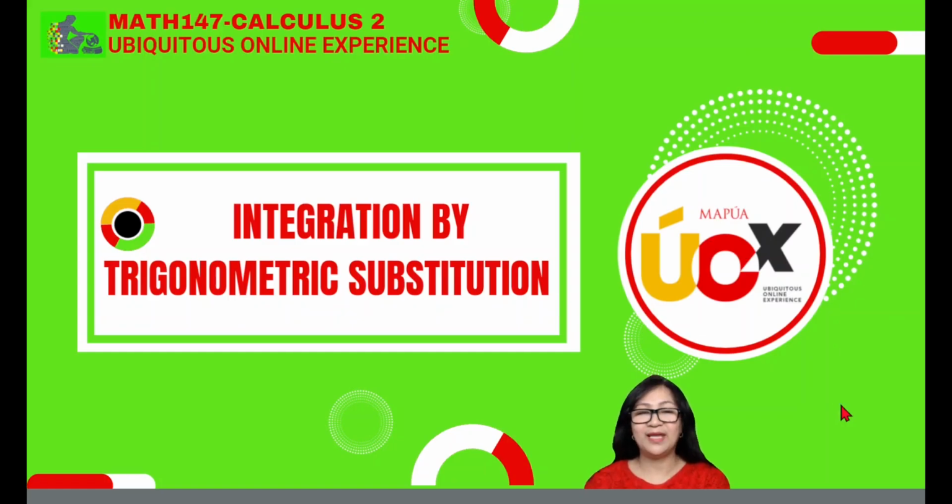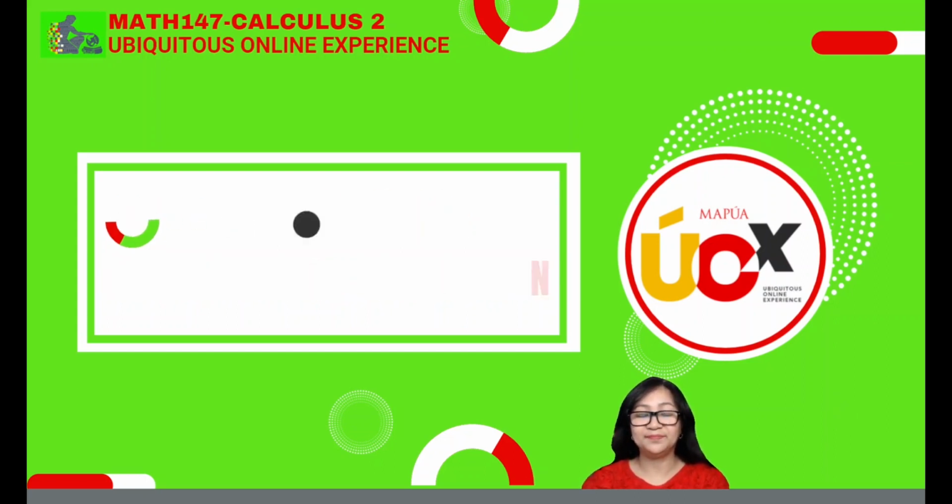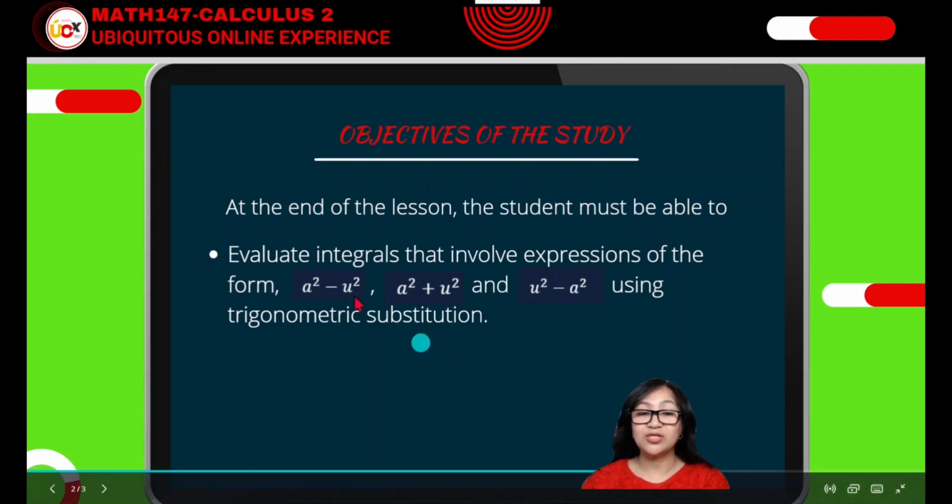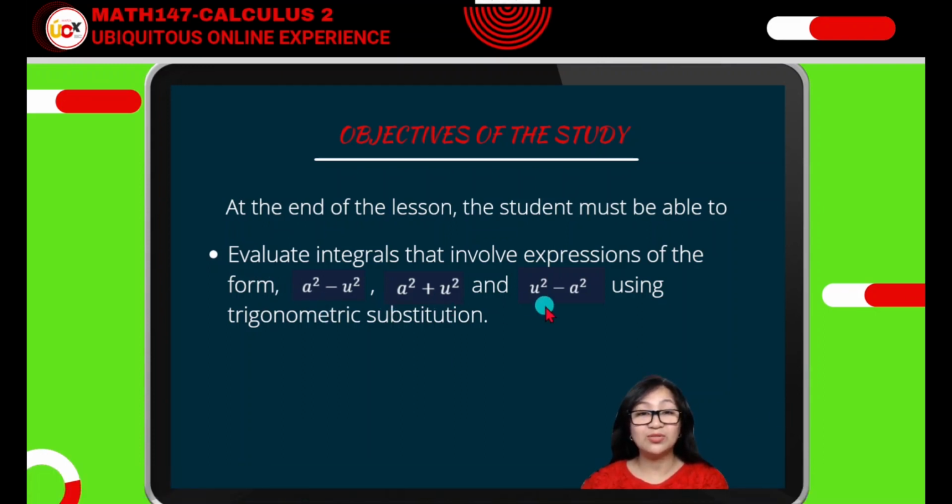Everyone, our topic for today is integration by trigonometric substitution. At the end of this lesson, you should be able to evaluate integrals that involve expressions of the form a squared minus u squared, a squared plus u squared, and u squared minus a squared using trigonometric substitution. To start, here is the detailed step-by-step solution on how to evaluate integrals using trigonometric substitution.